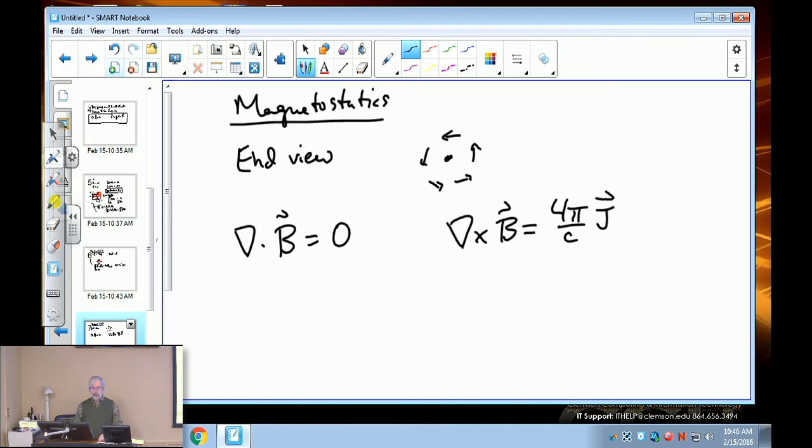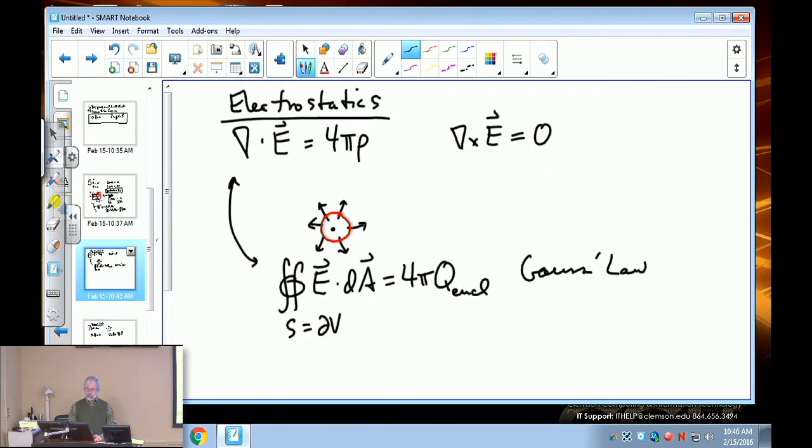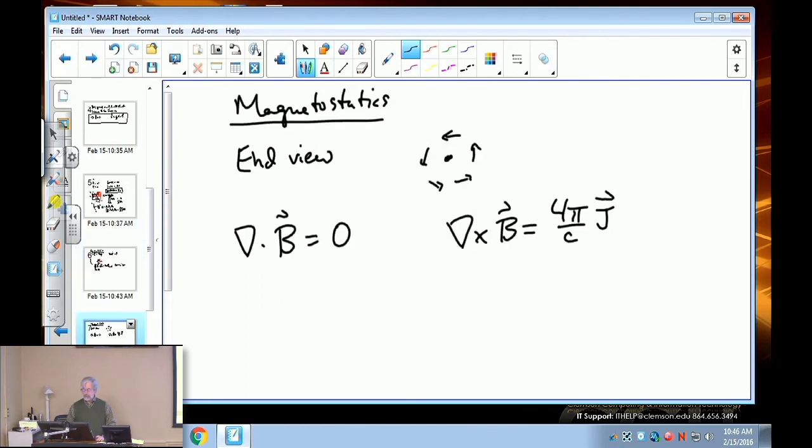Now J is a volume current density, just like we had a charge density, a volume charge density for the electrostatic case here, this rho. Now we have a J. So that's the contrast that we have between the electric field and the magnetic field. Electric field diverges from a charge. Magnetic field curls around a current-carrying wire.